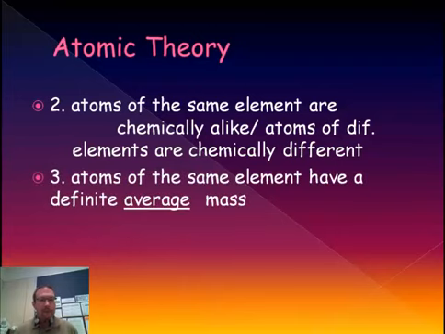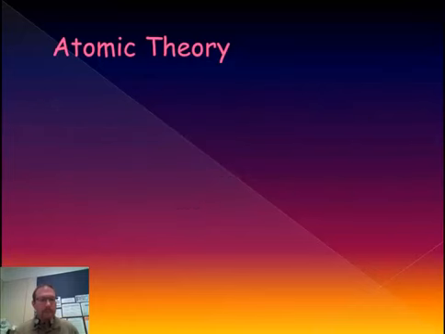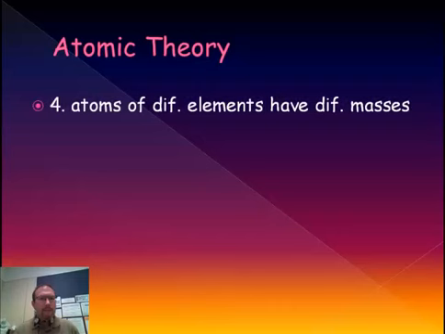His third tenet was that atoms of the same element all have a certain average mass, and we'll talk about what that average means because that can get a little bit confusing, because the numbers that you see on a periodic table and talking about the mass of an atom are two different things. Atoms of different elements have different masses. Well, that stands to reason. If the atoms themselves are different, their masses are also going to be different.